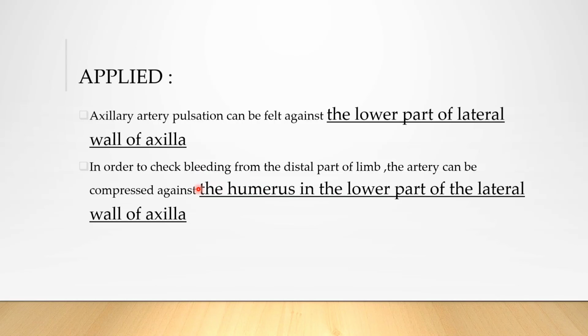Next, coming to another applied aspect. In order to check any bleeding during injuries, operations or amputations, to check the bleeding of the distal part, that is the third part of the artery, we can compress the humerus in the lower part and lateral wall of the axilla and we can see whether it is bleeding or not. So this axillary artery is very close to the lateral wall of the axilla and we can feel its pulse there and we can also check the bleeding by compressing it. So for today, this is all about the axillary artery, its relations, its branches, positions, and applied aspects.